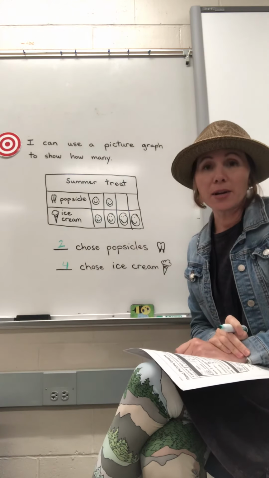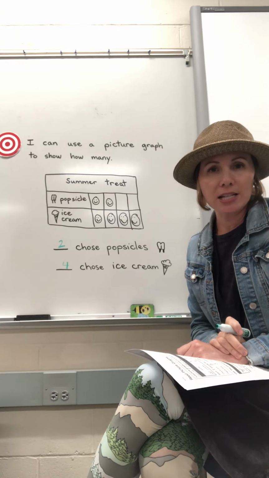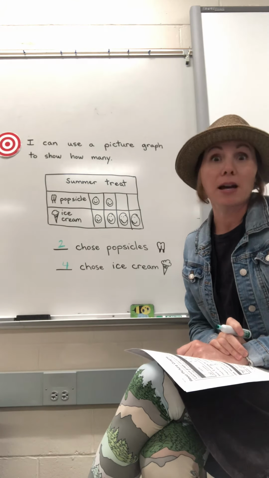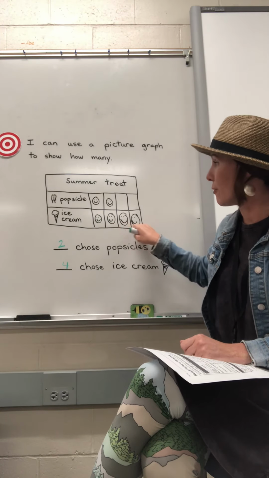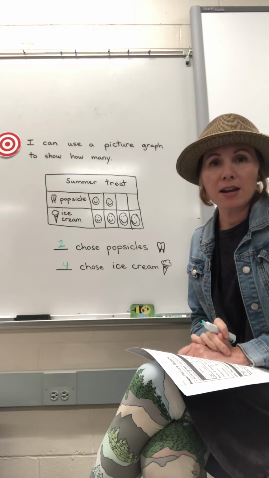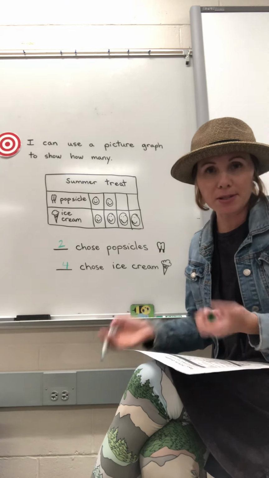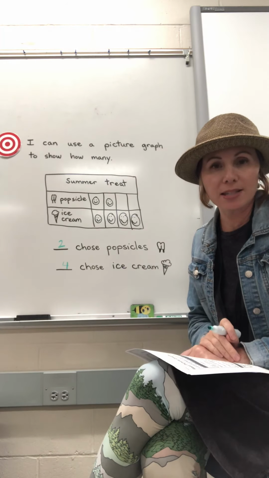Okay, now we can think about this information that we have. Did more kids like ice cream or popsicles? I see 4 for ice cream, and I know that's more than 2, so more liked ice cream. And which was less popular, popsicles or ice cream? I see only 2 for popsicles, and we know 2 is less than 4.